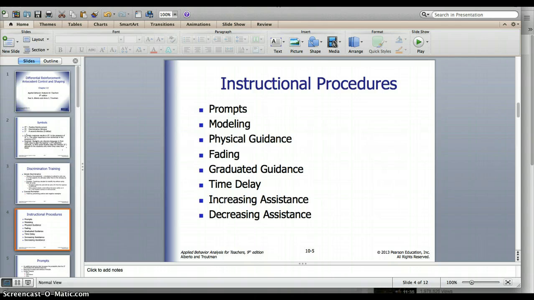We can also provide a time delay where a student starts to read a word, and you'll notice this a lot in DIBELS protocols or in other reading protocols, where you give a student 3 seconds to sound it out and then you provide the word. That's a time delay. We can also look at increasing assistance and decreasing assistance.